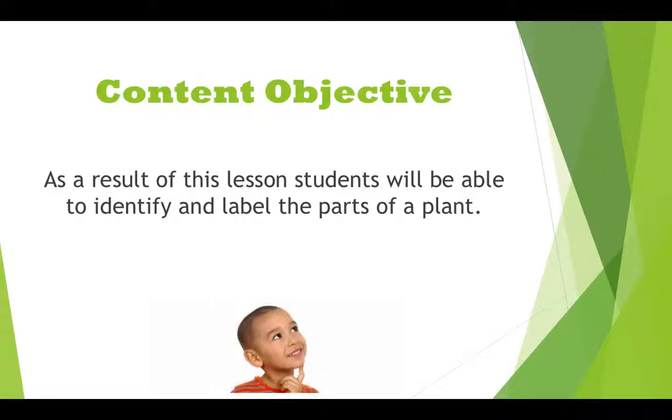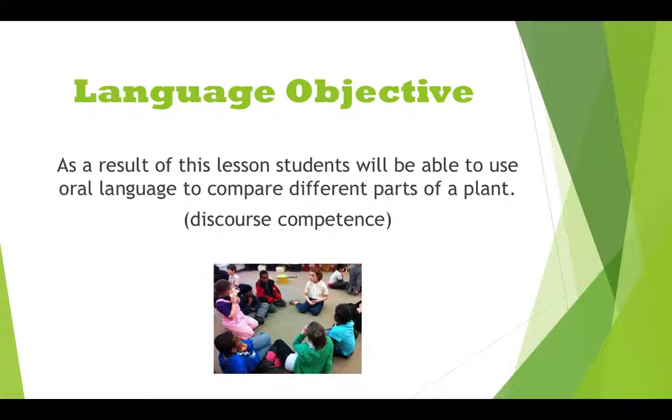Our content objective. As a result of this lesson, students will be able to identify and label the parts of a plant. Our language objective is, as a result of this lesson, students will be able to use oral language to compare different parts of a plant. This is our discourse competence.